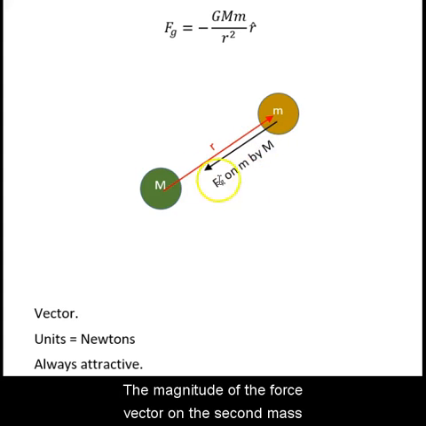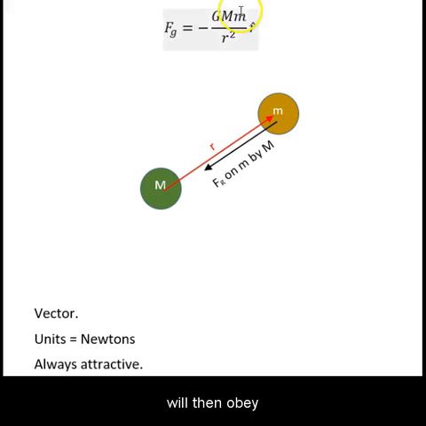The magnitude of the force vector on the second mass will then obey Newton's law of gravity. The negative sign is connected to the unit vector r hat and indicates that the force is always in the direction of the other mass.